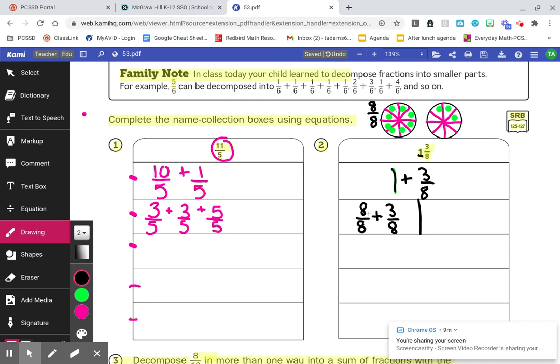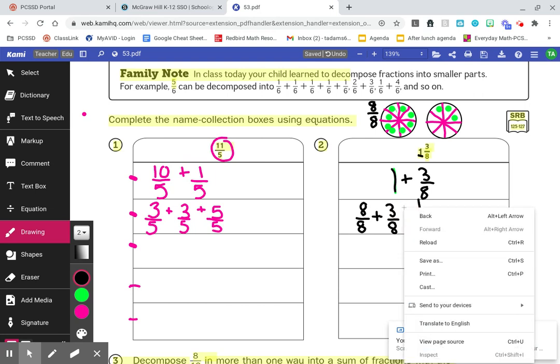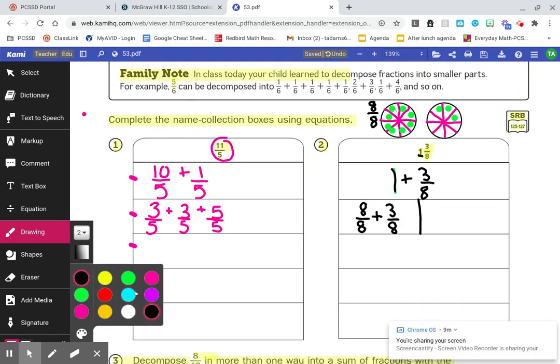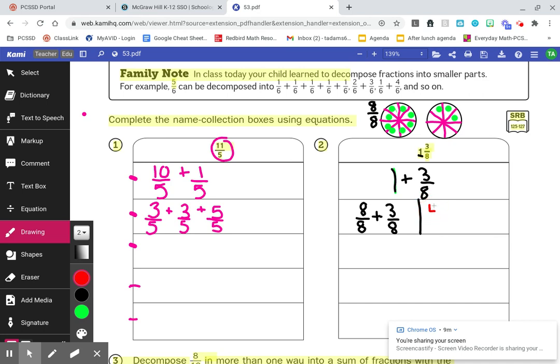pieces. We can decompose these top numerators. Let's decompose one at a time. How can we break down the 8? When you think of 8, how do you want to break it apart? Yeah, I like that. I'm going to use a different color. But I do like 4. If I'm going to break down 8, 4 plus 4 equals 8. I'm going to go back and add my denominator.